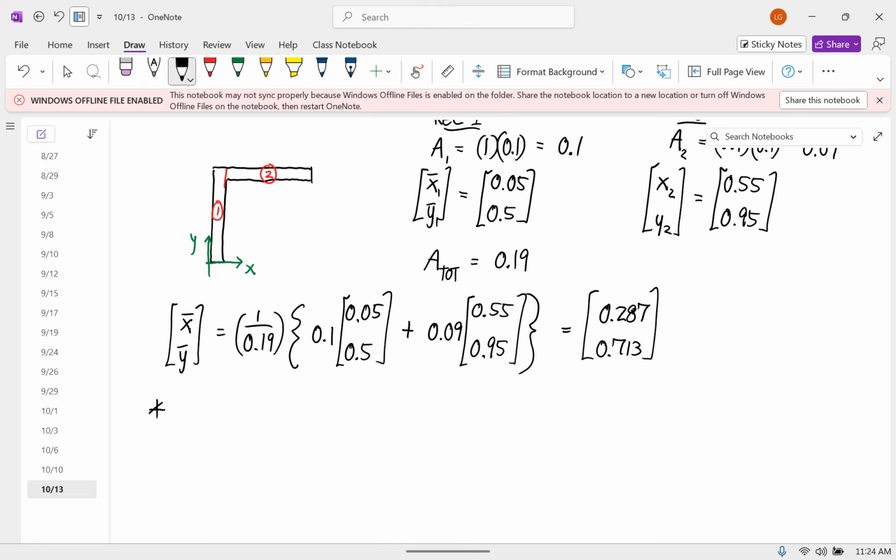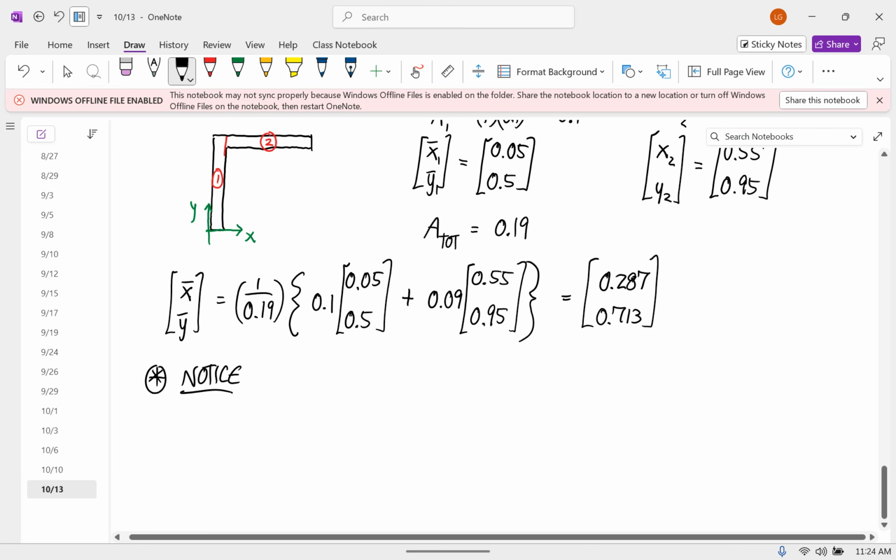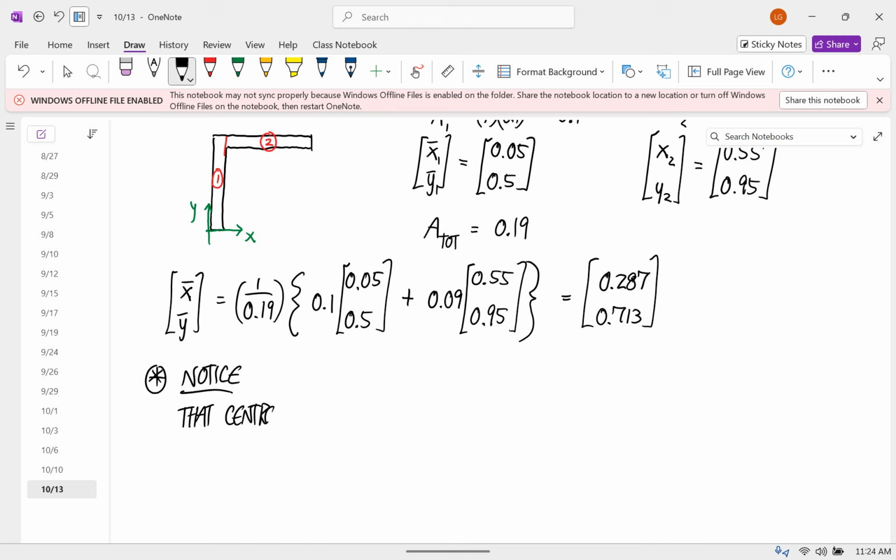One thing you should notice about that is that the centroid isn't on material. There's no reason that an object's centroid has to be at a place where there's material. And that makes perfect sense if you think of a ring: the centroid of a ring is going to be the center of the circle, and there's no material there.